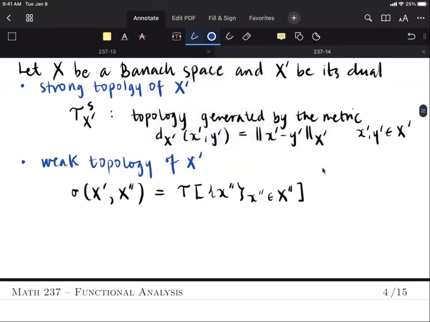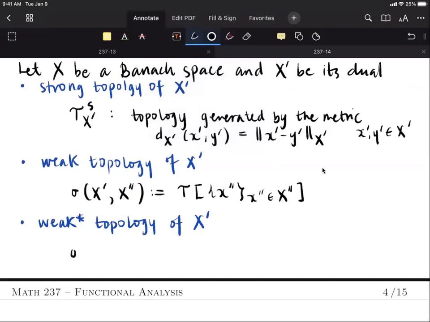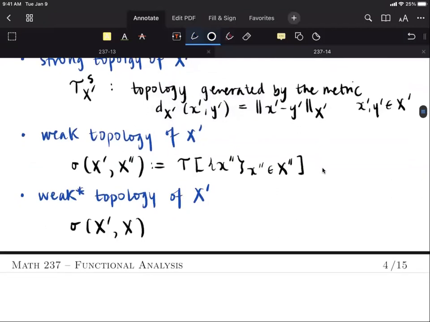There's another topology, and we call this the weak star topology of X prime. The notation would be sigma(X prime, X). So here, the notation for the weak topology in X is reversed. Okay. In other words, the order of the spaces here.